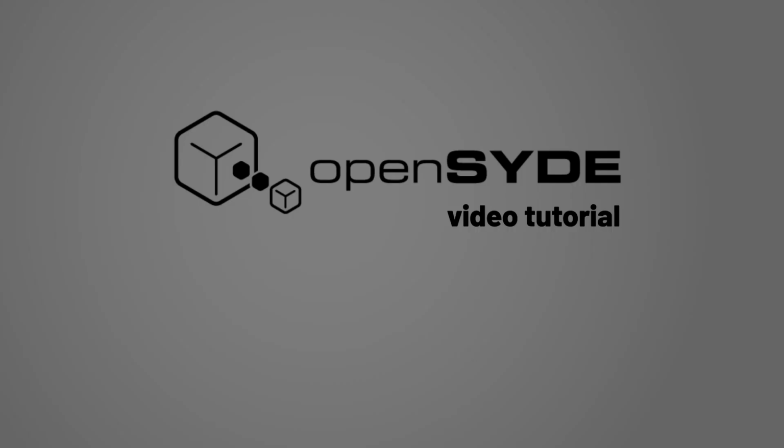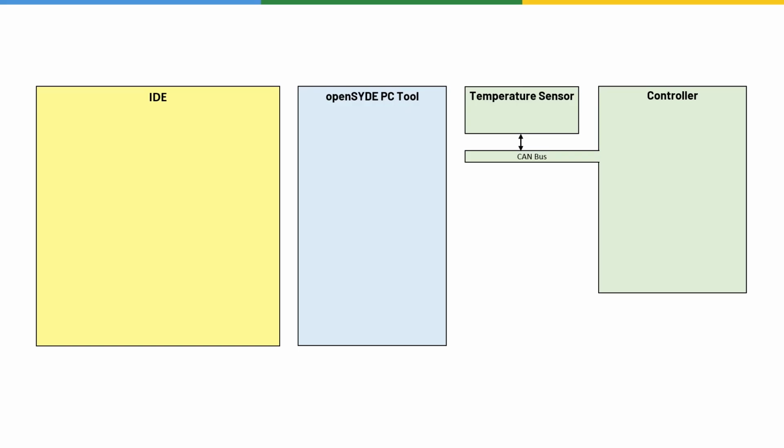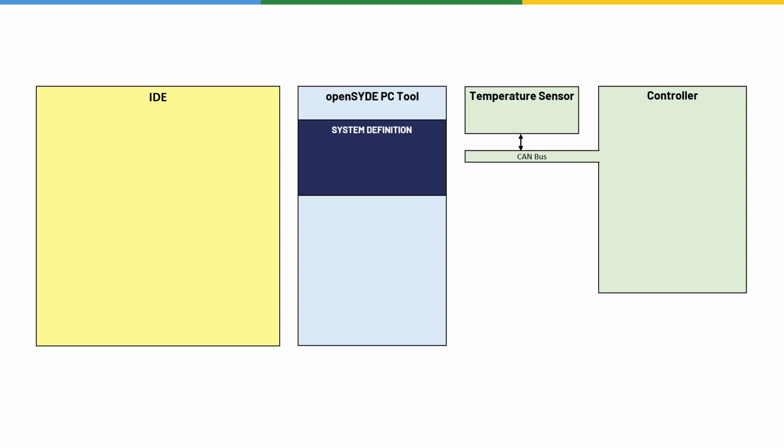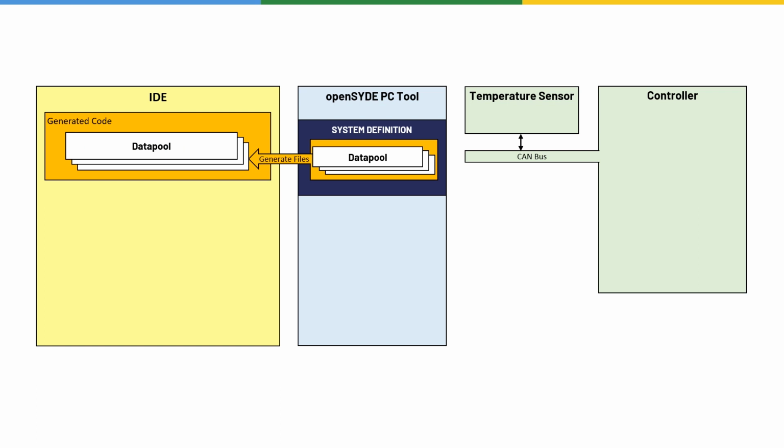We hope that we have brought you a little closer to the topic of code generation with openSYDE for CAN communication and using data pools. We summarize. We have described our system in openSYDE, including all CAN messages. We have defined COMM datapools and diag datapools. We have generated C code from it and used it for programming with the IDE logi.CAD.